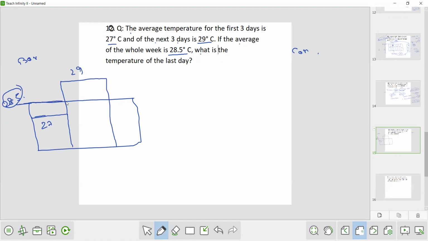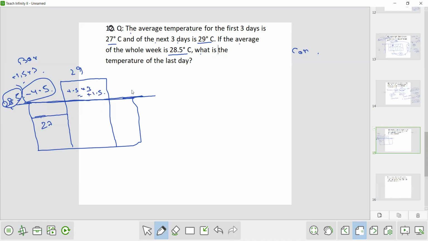The box method says that the height will be the same. So we have placed 28.5 here. Now for the first 3 days, it is 27. So how much less than the average? That is 1.5 less for 1 day. So here it is 3 days, so it is minus 1.5 into 3, that is minus 4.5. Here 28.5 and 29, how much is more? Plus 0.5 for 1 day. So for 3 days, it will be plus 0.5 into 3, that is plus 1.5.